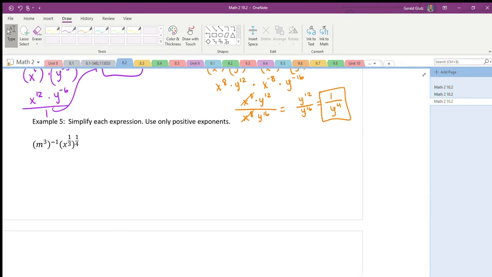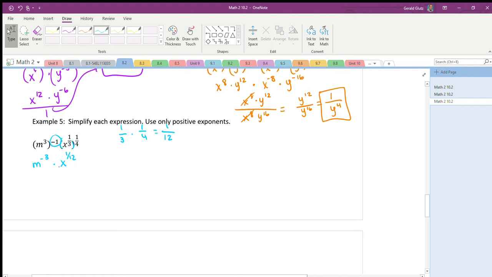And then finally, example 5. So this m to the 3rd has an exponent of negative 1. So I've got a 3 on the inside, negative 1 on the outside. So m to the negative 3, I've got to multiply them. Again, 1/3 is the exponent on the inside, 1/4 is the exponent on the outside. So I need to multiply them. So 1 over 3 times 1 over 4. Multiply across, it's 1. 3 times 4 is 12. So that's x to the 1 over 12.